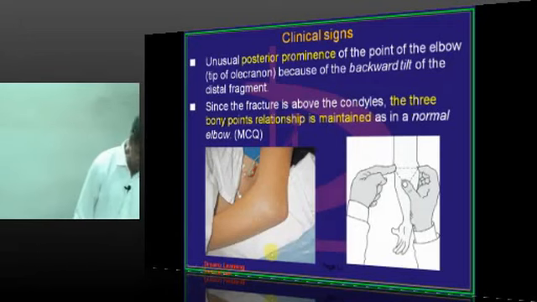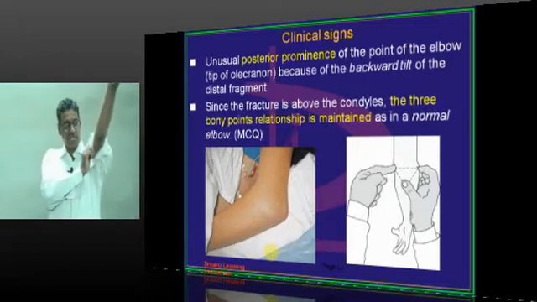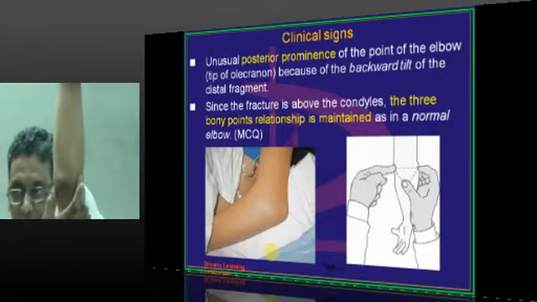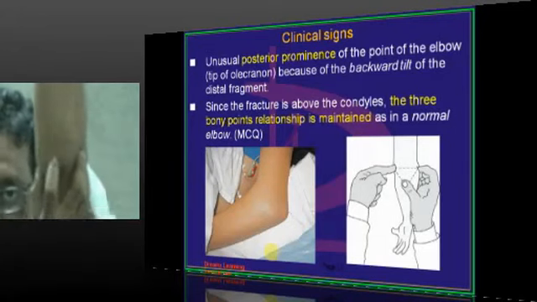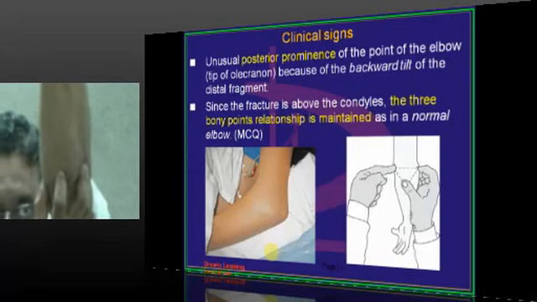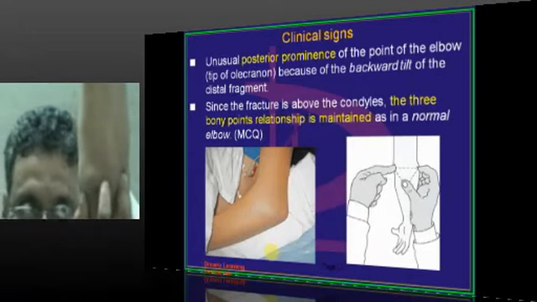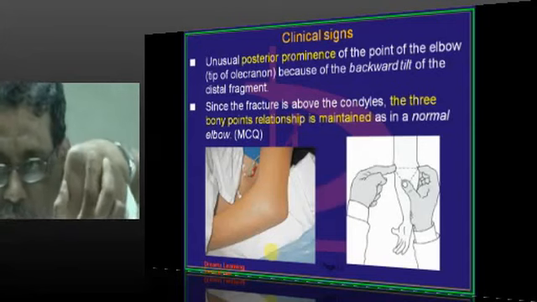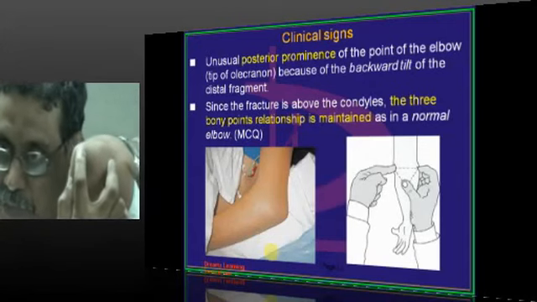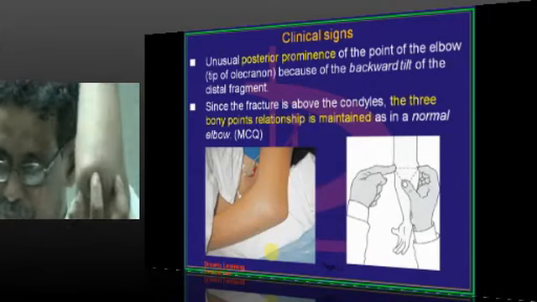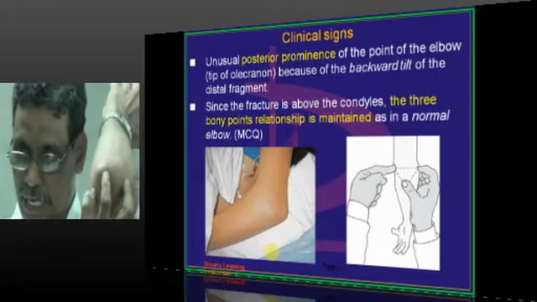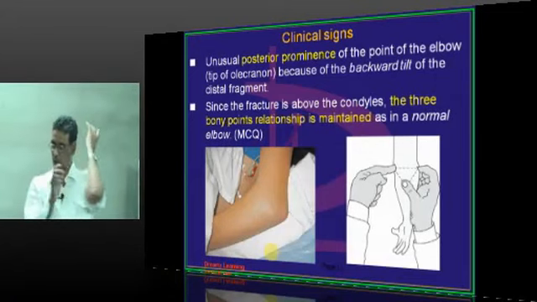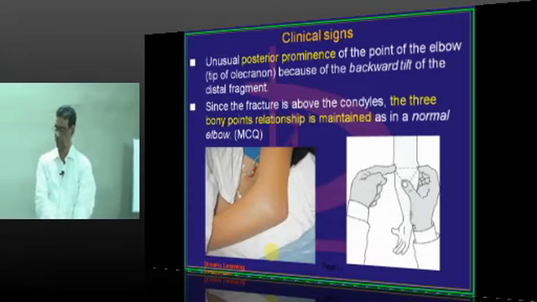Now, for this, if you see the 3 points: medial epicondyle, lateral epicondyle, and olecranon. If you extend the elbow, all the 3 are in the same line. But once you flex it, the olecranon goes forward and forms a triangle. That is the important landmark. You should know this triangle.